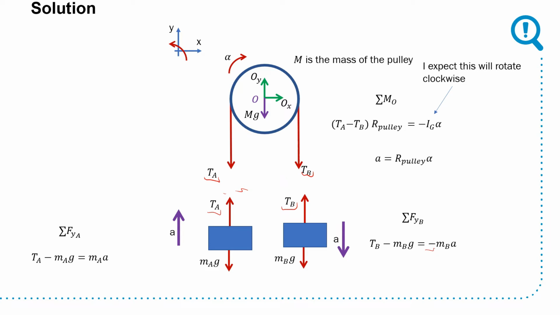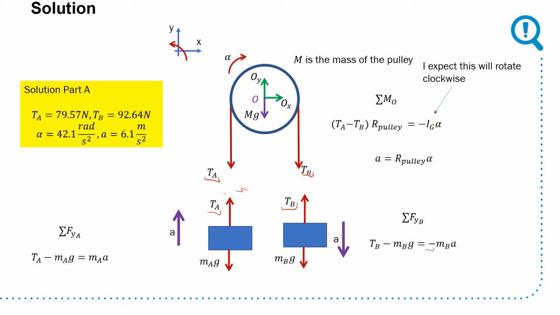So after you also have finally the kinematic relationship. Acceleration is r pulley times alpha. And you can solve through for tension A, which is 79.57 newtons, tension B, which is 92.64 newtons, alpha, which is 42.1 rads per second squared, and the acceleration, which is 6.1 meters per second squared.